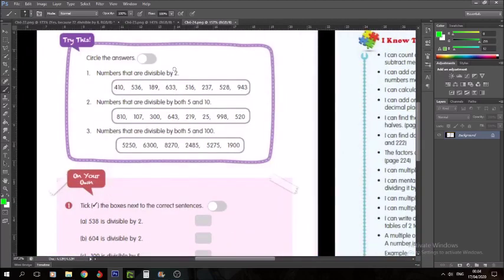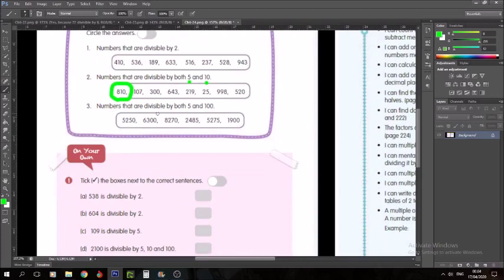Numbers that are divisible by 2, remember they are even numbers. So which are the even numbers? You circle them. And then the numbers that are divisible by both 5 and 10. So for example, this can be divided by 5 and 10. But what about this number? This number can be divided by 5, but not by 10. So do not circle this, because the number has to be divisible by 5 and 10.